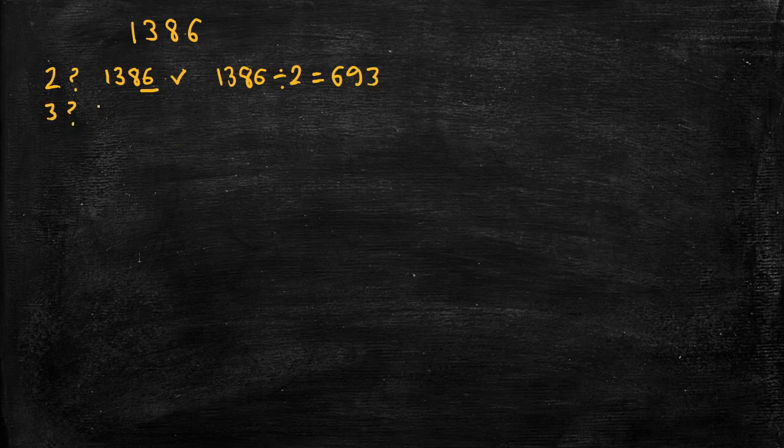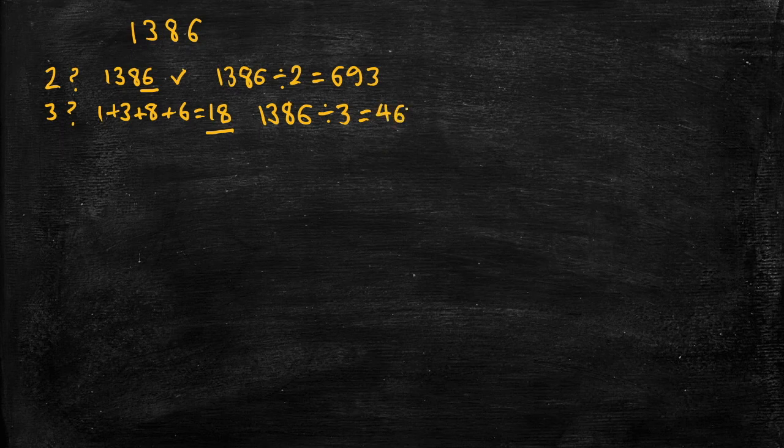Divisibility rule for 3 is to add the digits and then to check whether the sum of the digits is divisible by 3, and 18 is divisible by 3, so therefore 1386 is divisible by 3. And we can check by doing that division and seeing if we get a whole number, and sure enough we do.